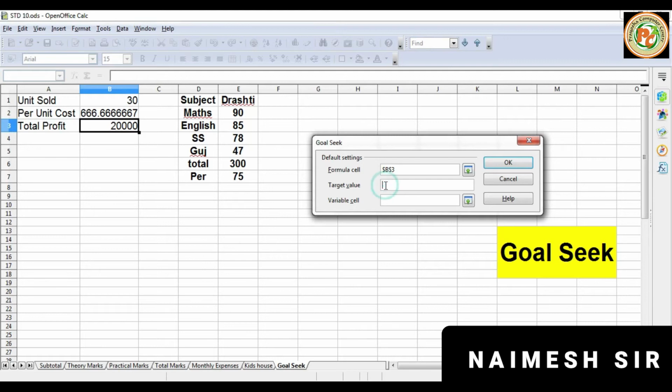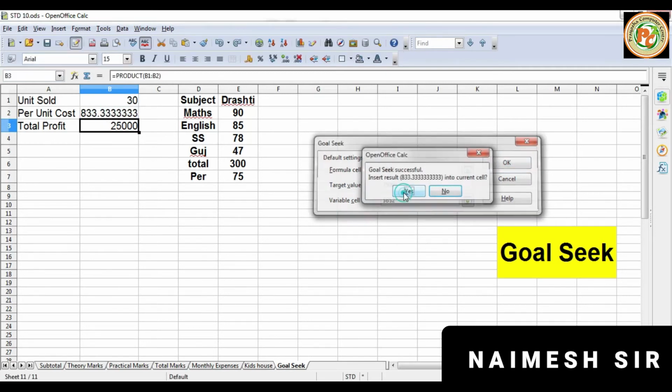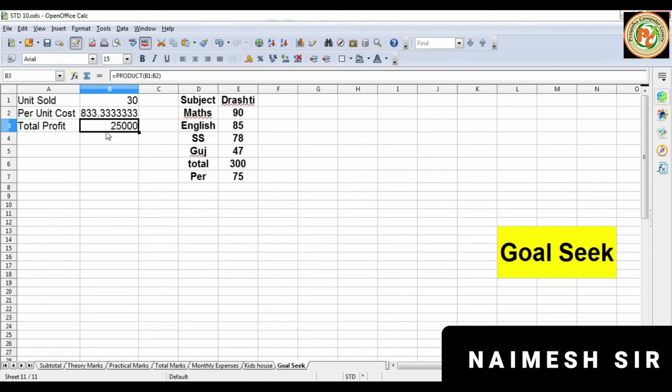Now the target value means they are going to increase profit to 25,000, and we choose the cell they are going to change. So here they have to change the price. Click here and yes. Now if they want to earn 25,000 profit per month, then they have to change the book price up to 833 rupees per book. So this is the use of goal seek.